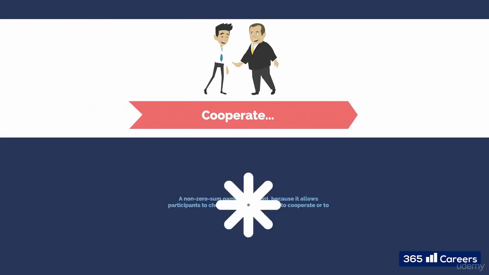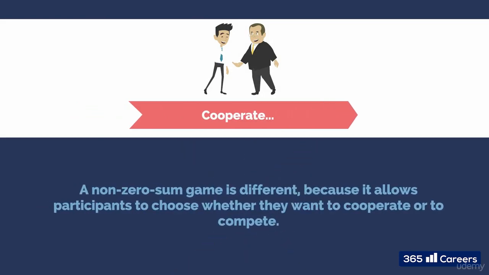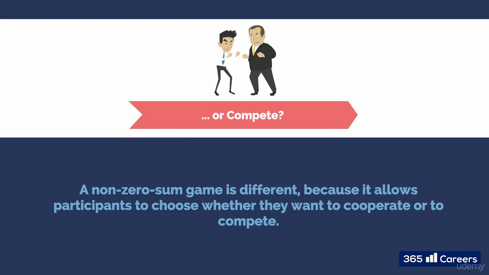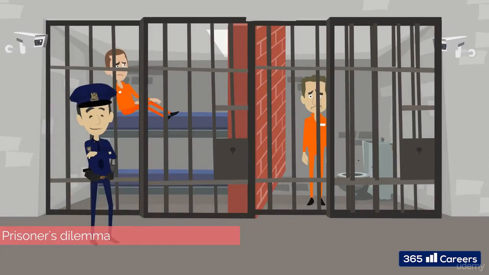A non-zero-sum game is different because it allows participants to choose whether they want to cooperate or to compete. Remember, the two players can have common and opposing interests at the same time. The most classic example of a non-zero-sum game is the prisoner's dilemma. Here, two players must decide what they will do, and the outcome for both depends on their own actions.